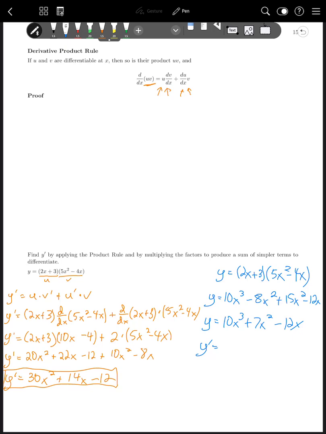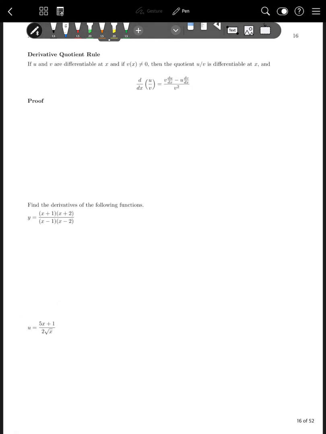So 10x cubed is 30x squared. 7x squared, the derivative of that is 14x, and the derivative of negative 12x is negative 12. Okay, so just because you can use a rule doesn't mean you necessarily should. Sometimes it's better to find alternative ways to deal with a problem. Okay, so that was the product rule.